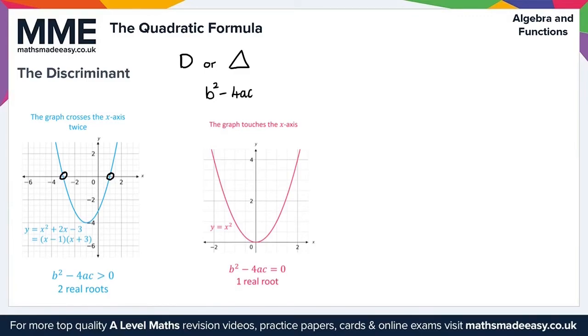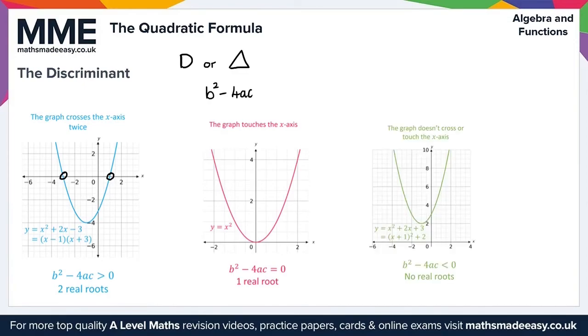And then finally, what about when b squared minus 4ac is less than 0? Well, in that case, we say we have no real roots. As we can see, the graph doesn't cross or touch the x-axis here. Now the reason we say no real roots is because we can actually find something called complex roots. However, for A-level maths, this isn't something we need to be concerned about. But we do need to be careful with the language, so we say there are no real roots.